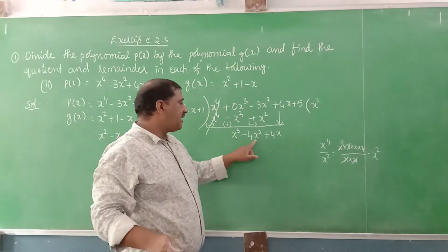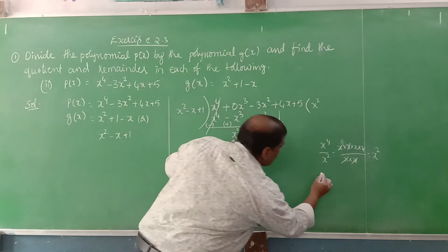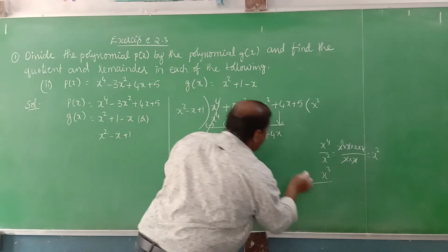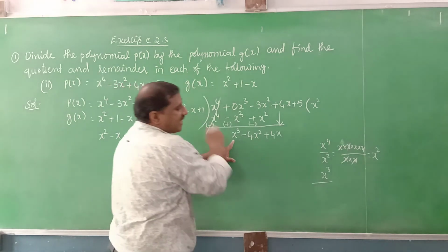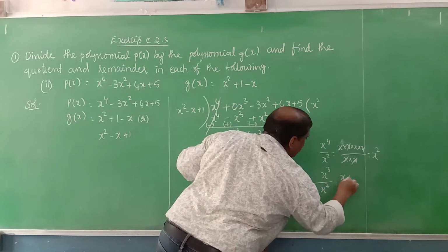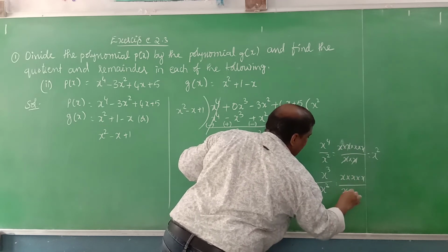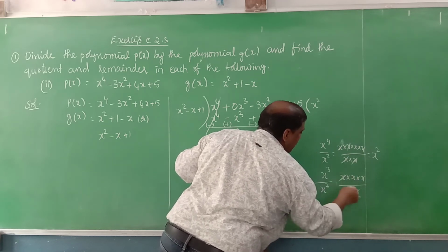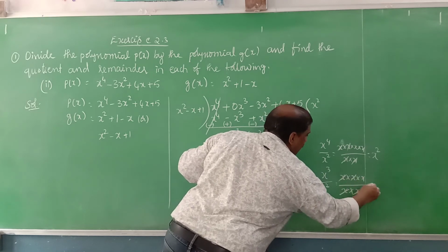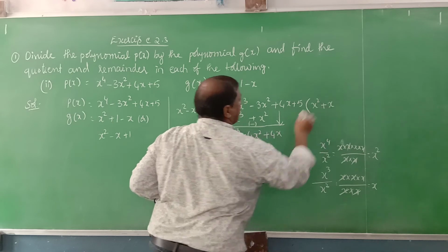Divide the first term of the second dividend, it is x cube, by the first term of the divisor, it is x square. That is equal to x cube means x into x into x, divided by x square means x into x. The x and x are cancelled. We have x. So in the quotient write plus x.